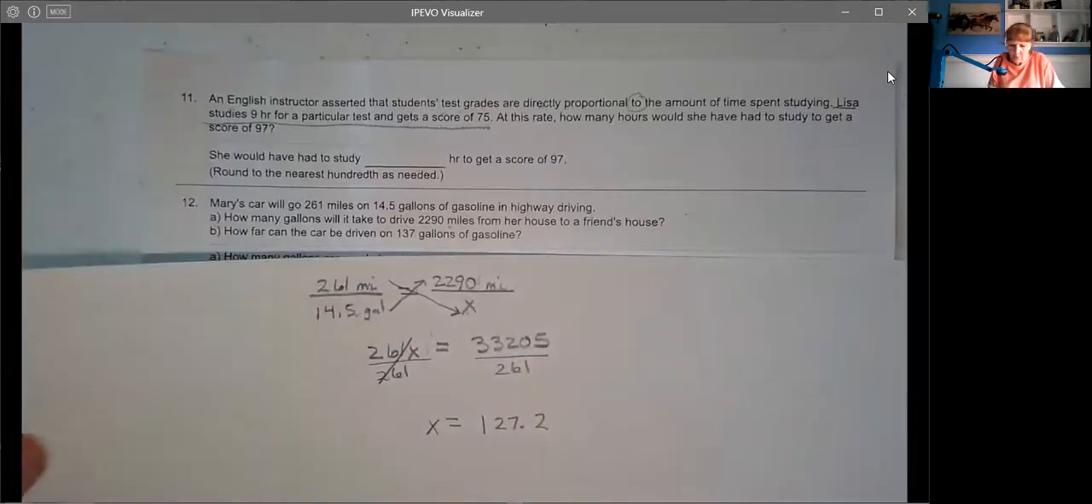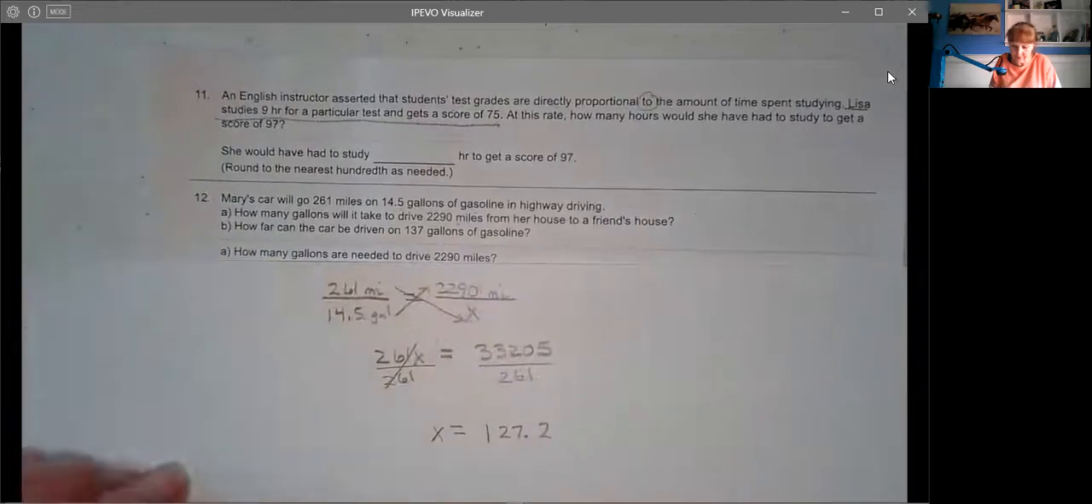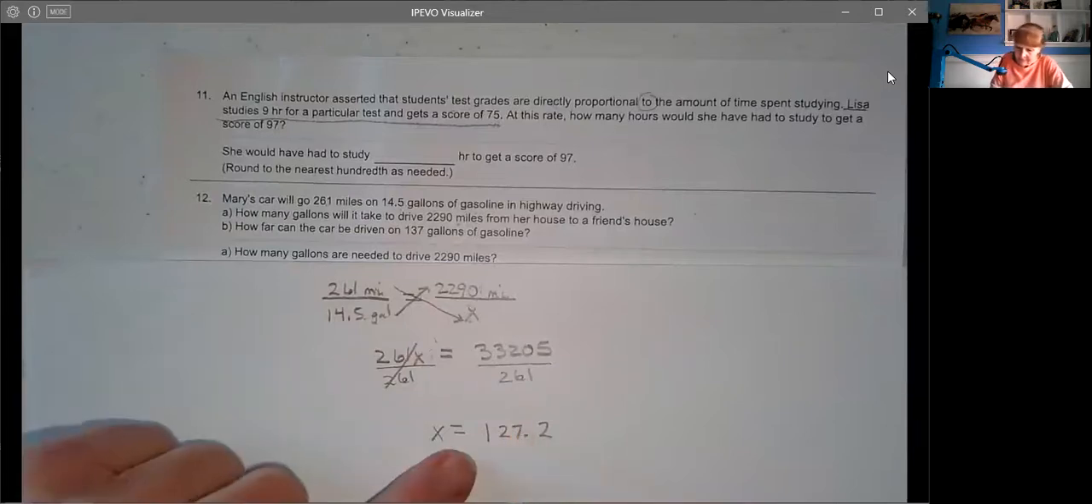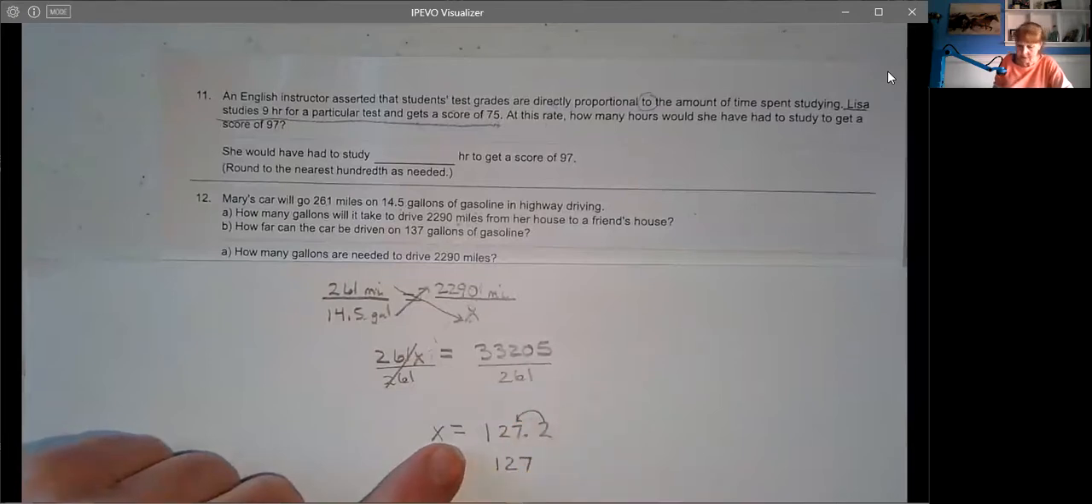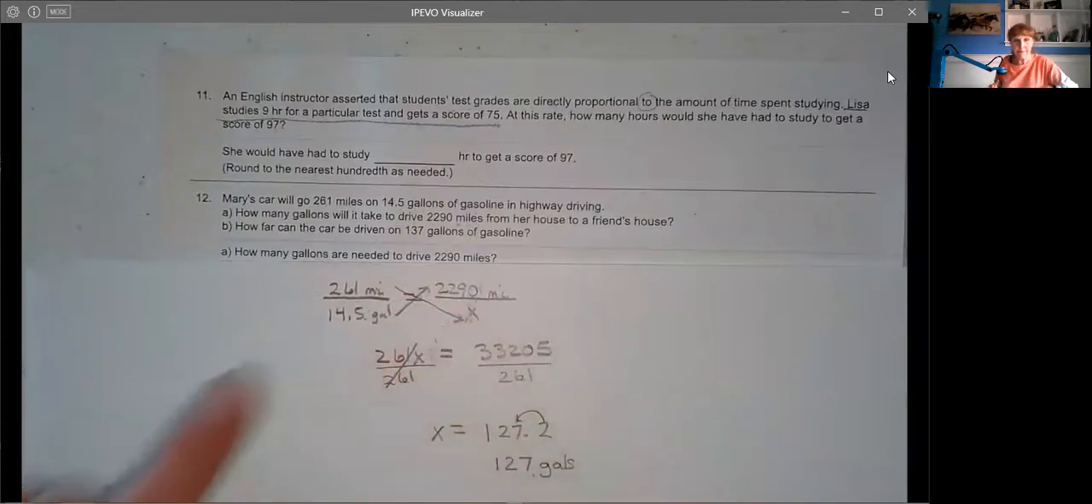So do they tell you where they want you to round it off to? Round off to the nearest integer. Whenever they say round off to the nearest integer, it's to the ones. But here I'm going to keep it as 127. That's the nearest integer. And the units on that are gallons of gas, 127 gallons to go this far. And you expected it to be quite a bit more than the 14.5. Always make sure and ask yourself, does my answer make sense?